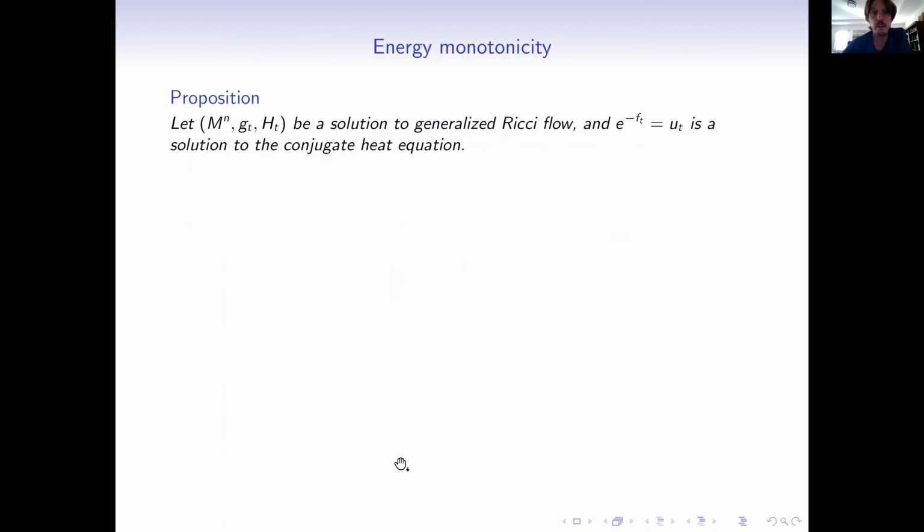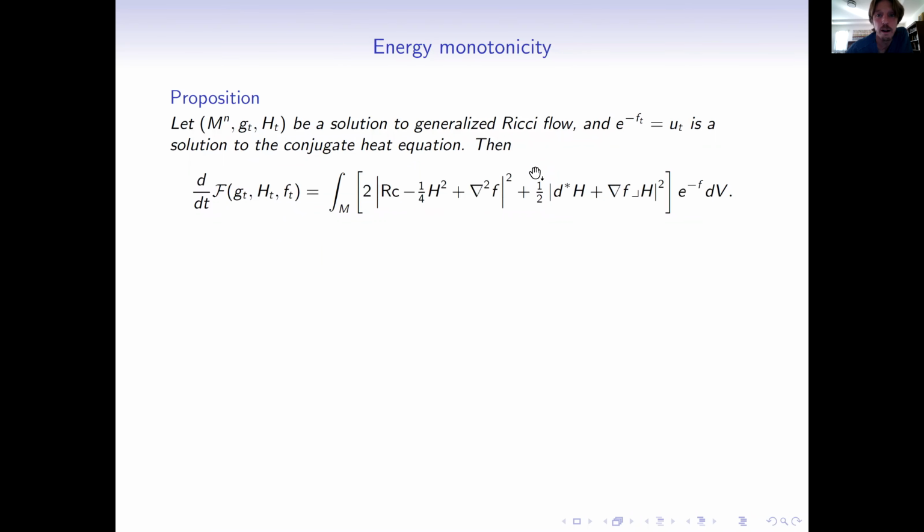So let's see how to use this. Again, if we have a solution to generalized Ricci flow, and we define f_t as follows: e to the minus f_t equals u_t is a solution to the conjugate heat equation as before, then we claim the following monotonicity formula. We claim the time evolution of script F is twice the norm of Ricci minus 1/4 H squared plus Hessian f squared, and then plus 1/2 the norm of d star H plus grad f left hook H squared, again measured against the relevant moving density.